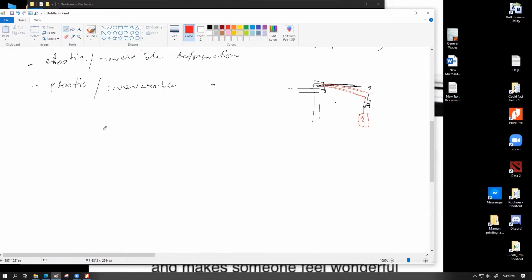Based upon these two types of deformation, we can have a force extension graph for an object. What I'm about to show you is a very simplified version of a force extension graph. Actually, different materials can have a lot of different types of representation for how their behavior works.